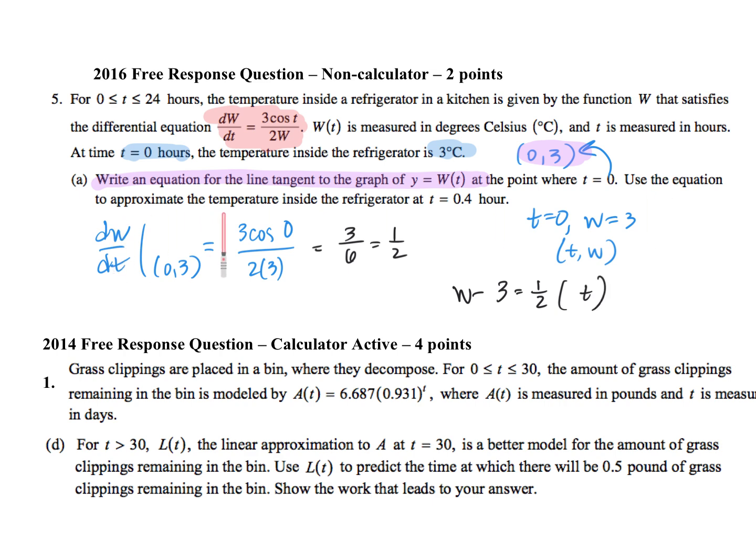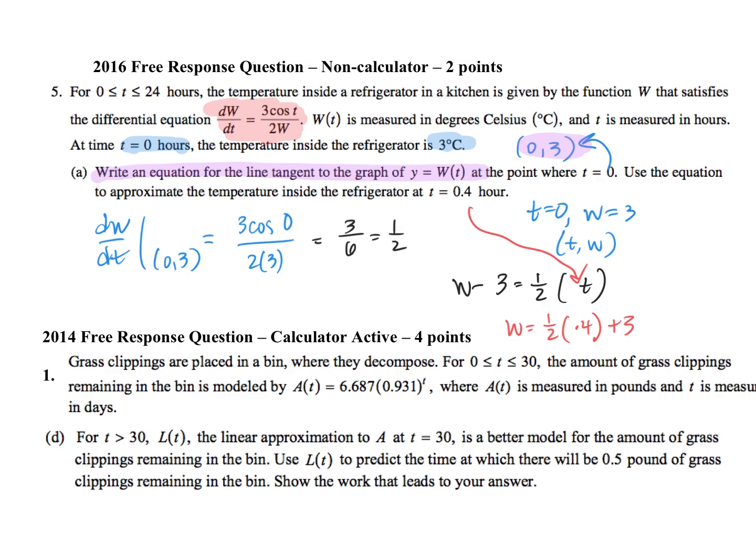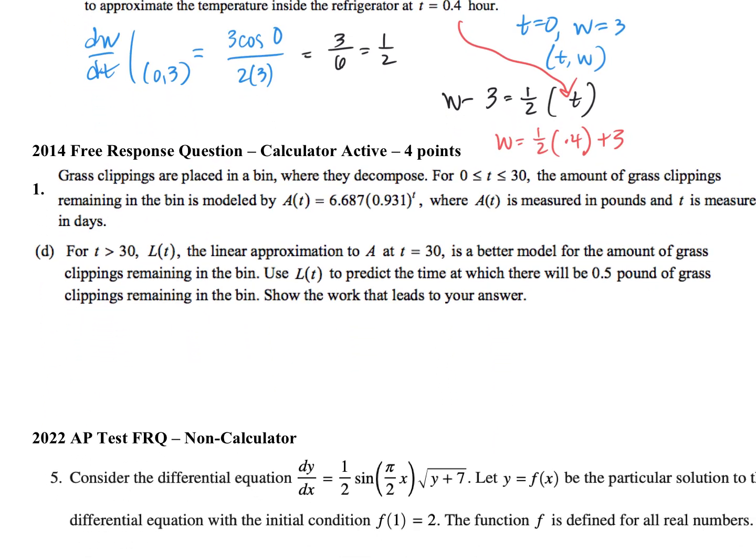Use that equation to approximate when t is 0.4. Just go plug it in. And I'm going to say W equals 1/2 of 0.4 plus my 3. And I'm done. Degrees Celsius. Say that again. 2.2 degrees Celsius. Oh yeah, I agree. 1/2 of 0.4 is 0.2. Very good. They're asking it in that way, guys.